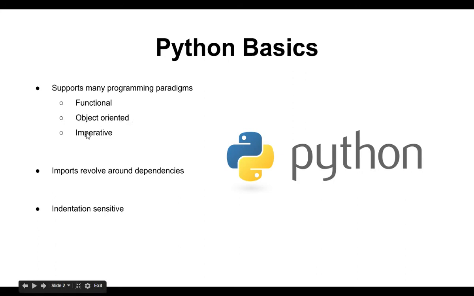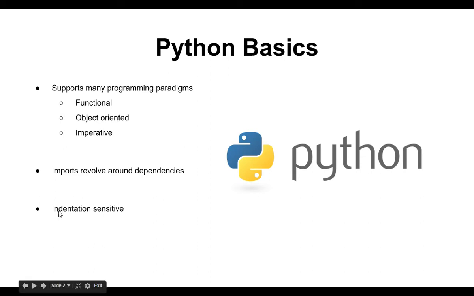So the Python basics is that Python supports many programming paradigms, like functional programming, aka F#, object-oriented programming like Java, or imperative programming. It also has imports, and the imports revolve around dependencies. The dependencies you get from a separate program like PyPI, which extracts from online databases and downloads onto your computer in a file so that you can import into your programs.